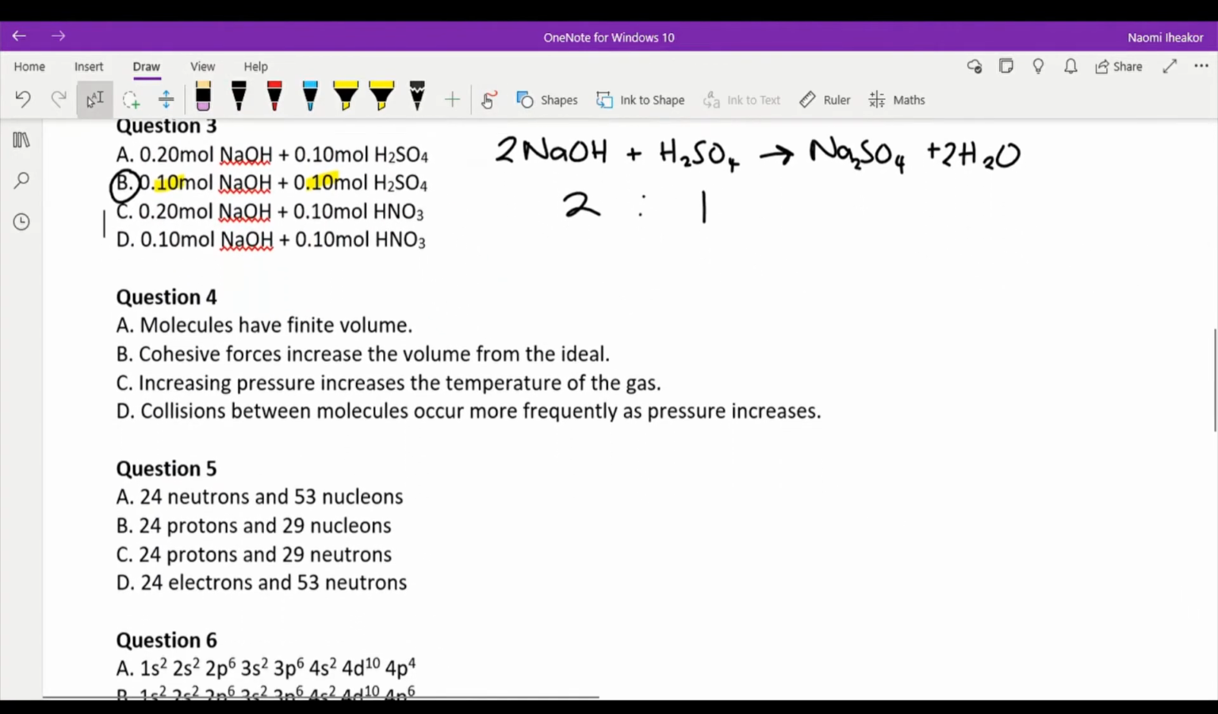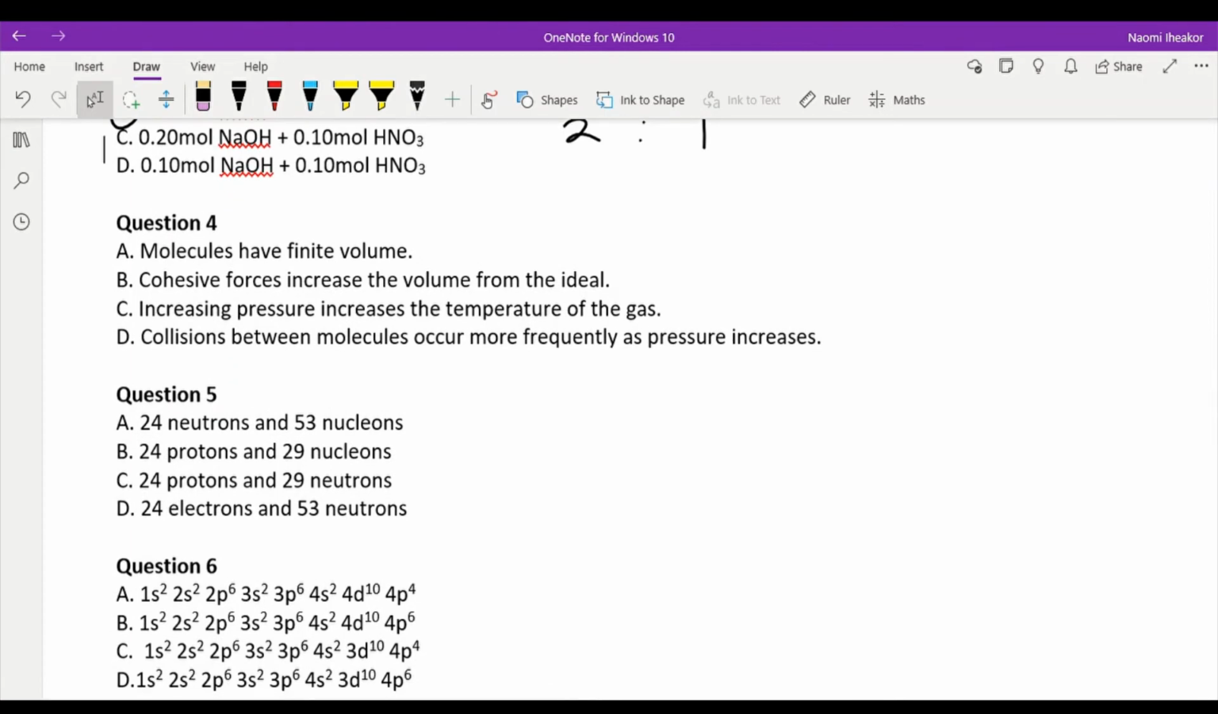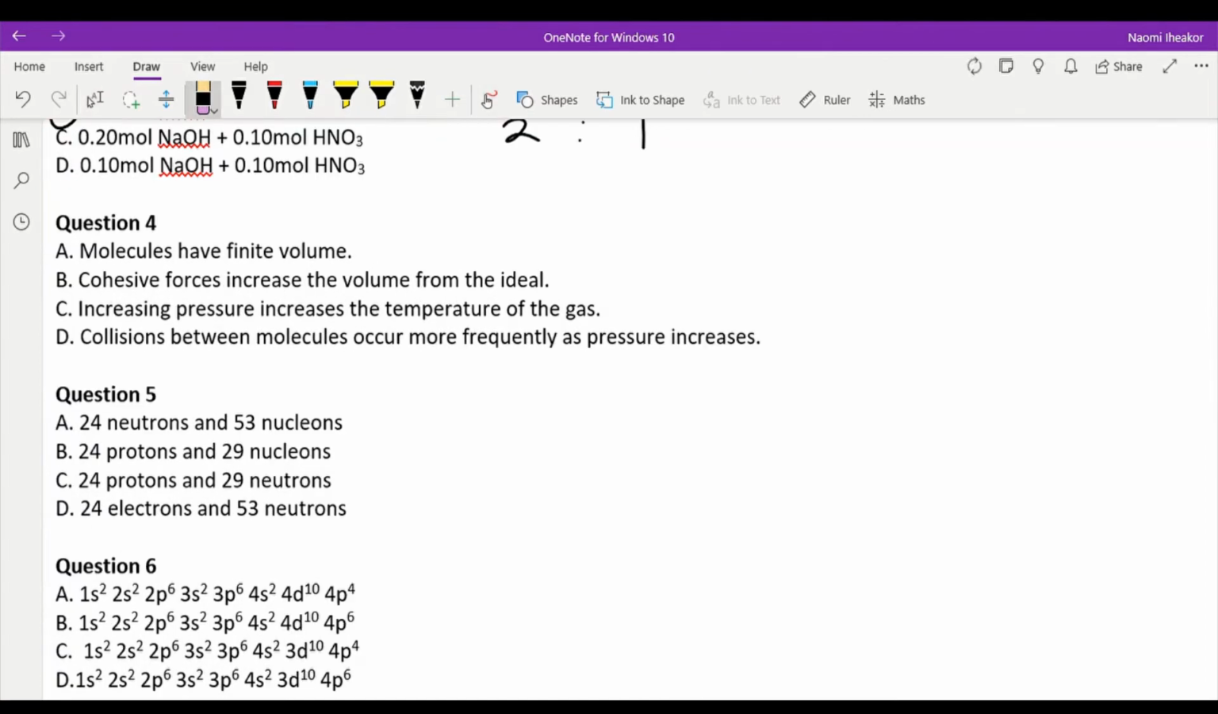Alright, let's move on to question 4. Question 4 was, why do gases deviate from the ideal gas law at high pressures? Well, the ideal gas law assumes that the molecules themselves do not take up space. So if we have a look at what that means, if we have a look at the gas here in this container and we fill it up.